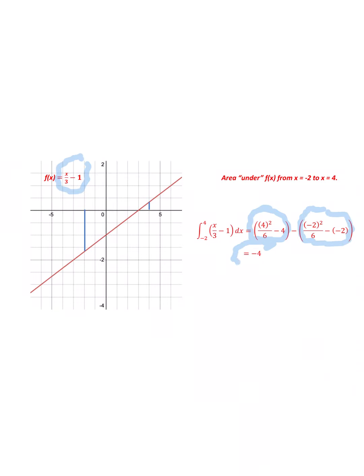Notice it is -4. And if you think about it, this portion between the x-axis and the function is a lot bigger than this portion over here to the right that's above the x-axis. So it makes sense that the total area here is going to come out negative.